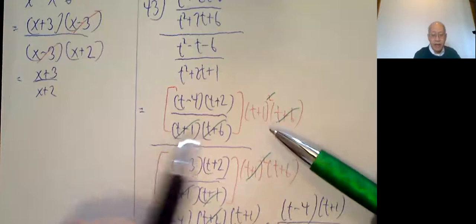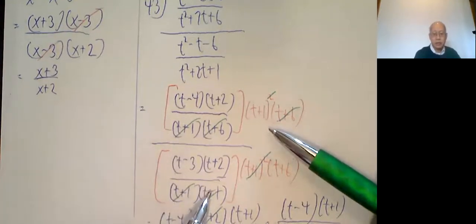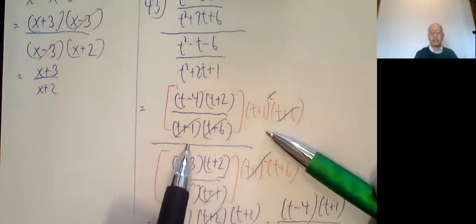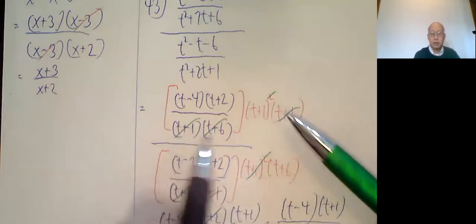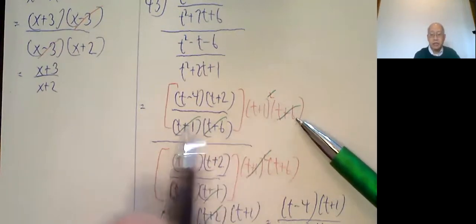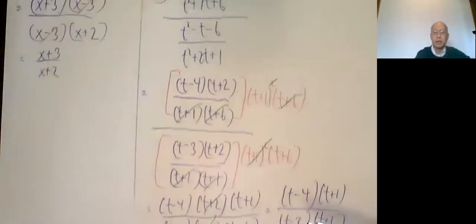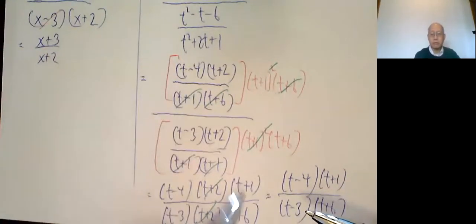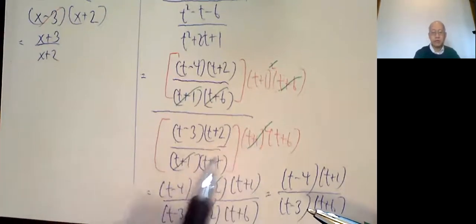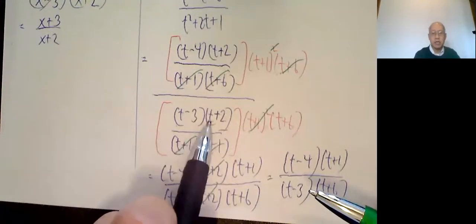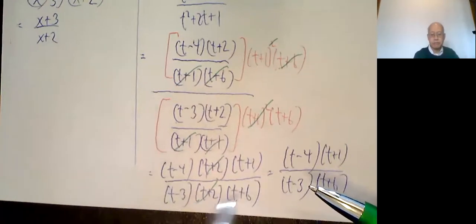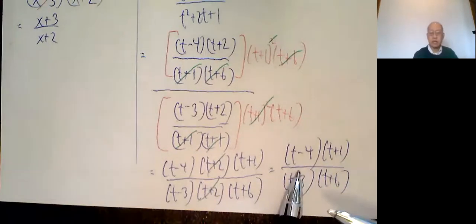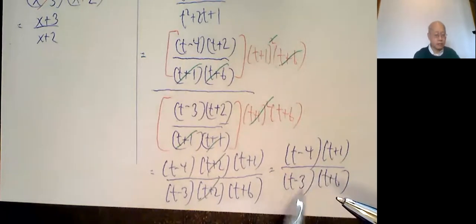Okay, now I want to get rid of that, that, and that. So I multiply by t plus 1 squared and t plus 6. That'll knock out all the fractions. Okay, so t plus 6 cancels out. One of these cancels out, so I still have a t plus 1 on top. So on top I have t minus 4, t plus 2, t plus 1. Bottom here, t plus 1 squared cancels these. I have t minus 3, t plus 2, t plus 6. And then these two cancel. Final answer, t minus 4, t plus 1, divided by t minus 3, t plus 6.